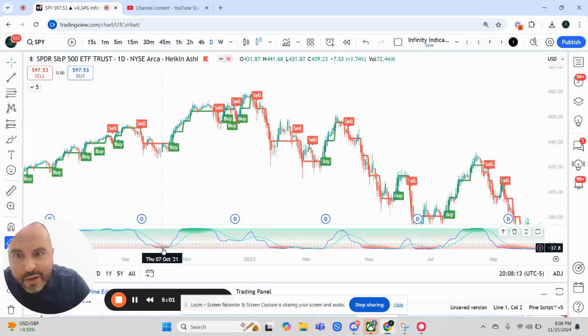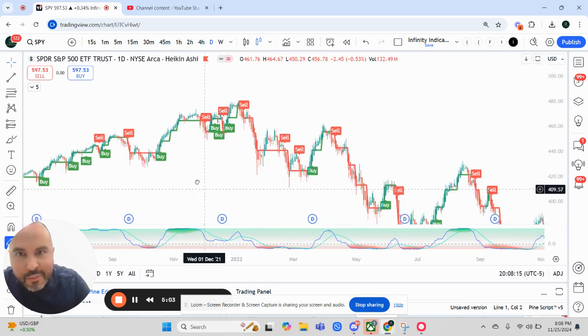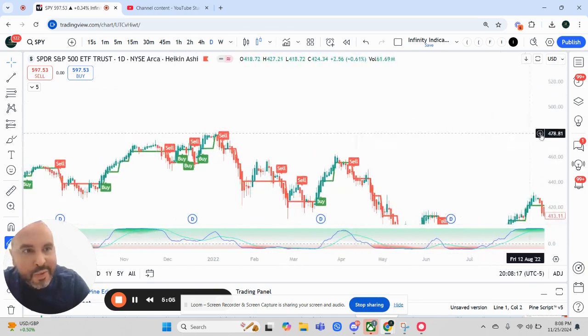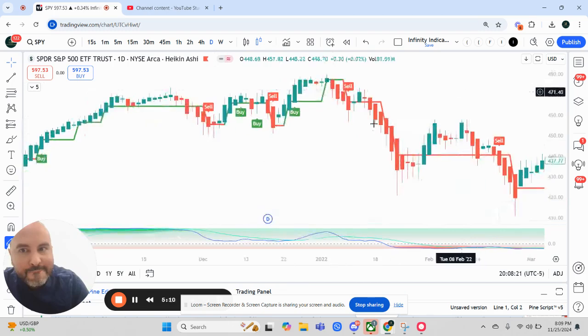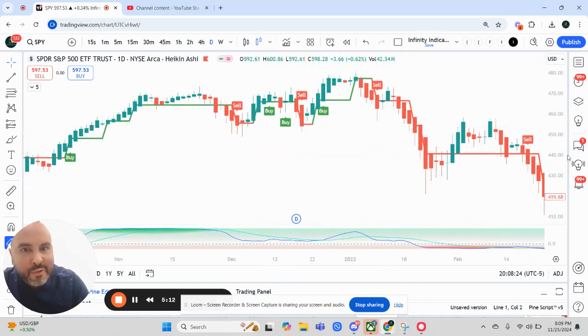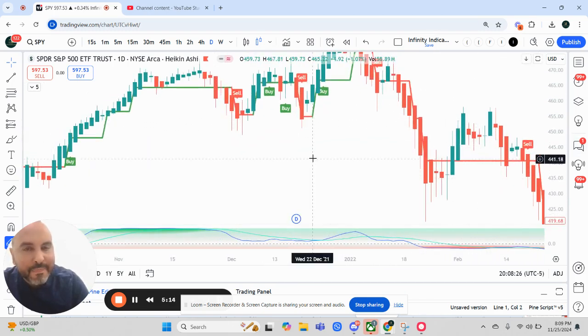Again, it's kind of the same thing. I'm trying to find a false signal. So here's the bear market of 2021 for you. Let's zoom in. We've got a whole lot of false signals going on here.